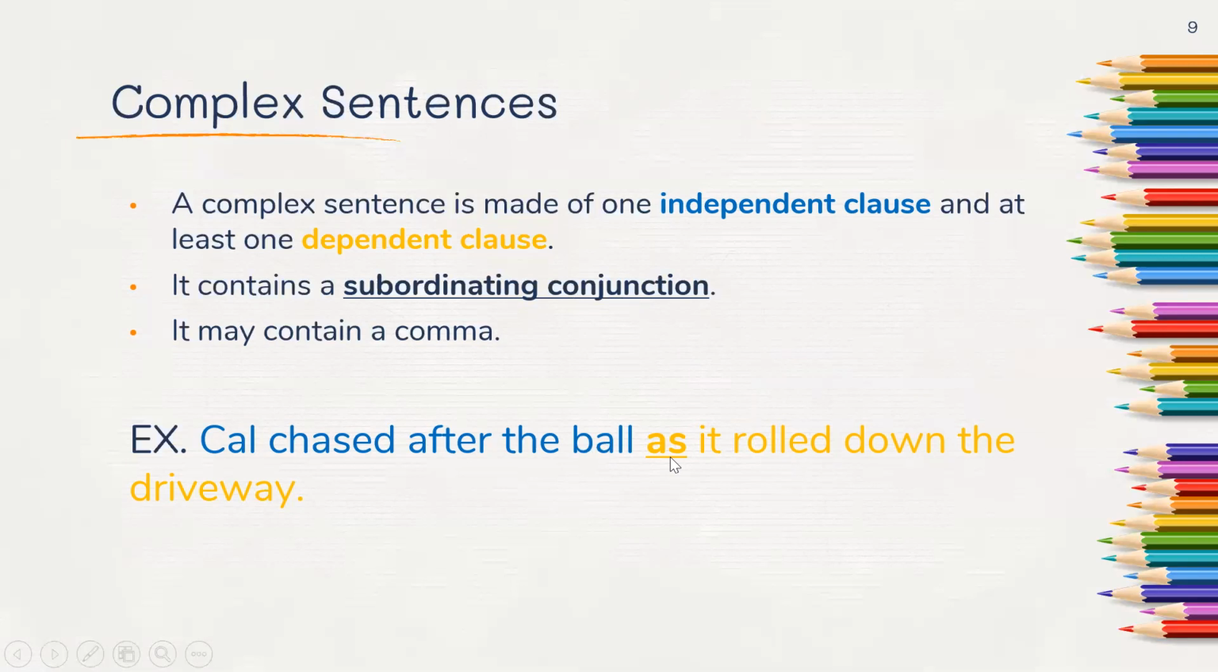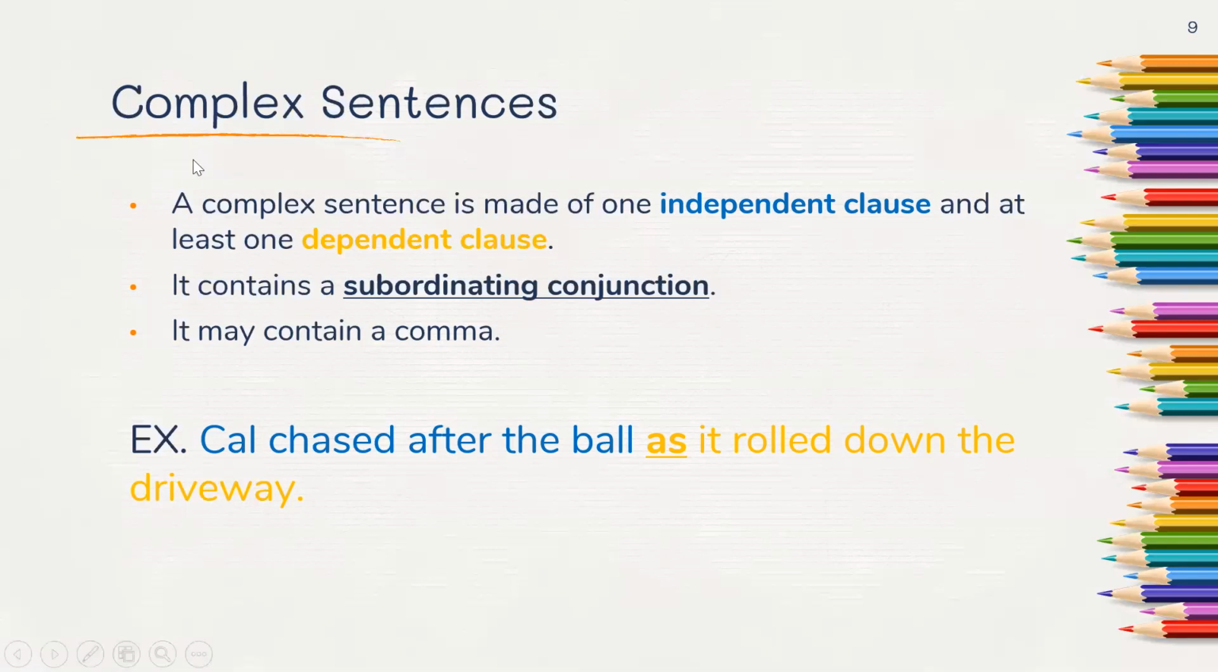As is our subordinating conjunction. And I had said that the subordinating conjunction is a signal word to the relationship between the clauses. So in this case, as tells us, it's like a time relationship, right? As the ball rolled, Cal chased after it. The two things are happening at the same time. So the subordinating conjunction is showing how the two clauses are linked together or how they make sense together.